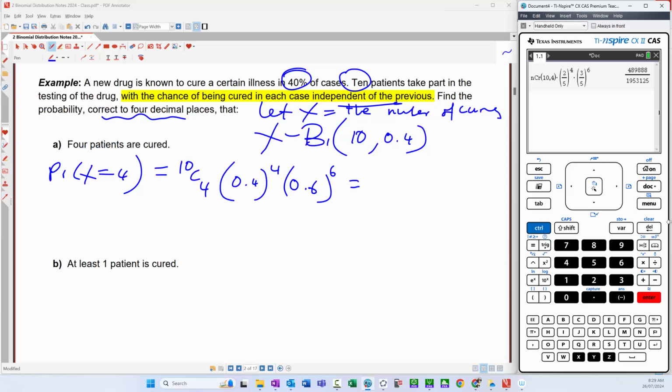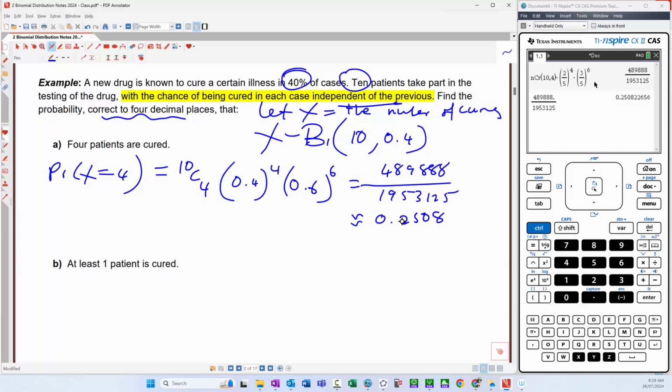So there's our exact answer. All right, so 4,89888 over 1953125. So to 4 decimal places, that's going to be this number here, 0.2508.